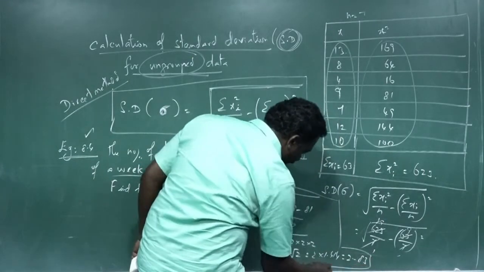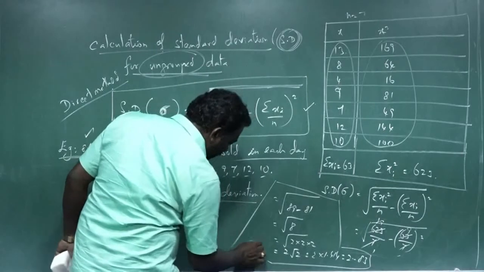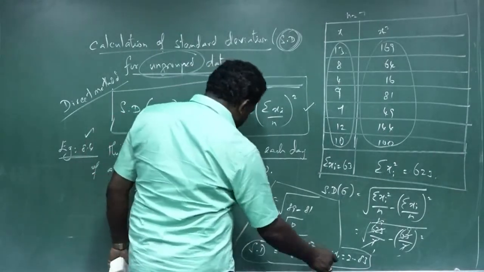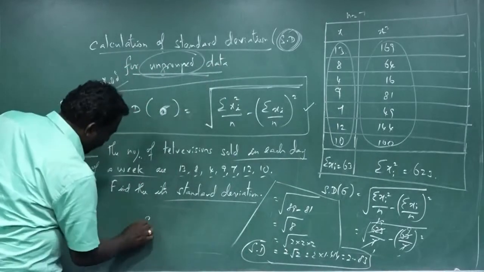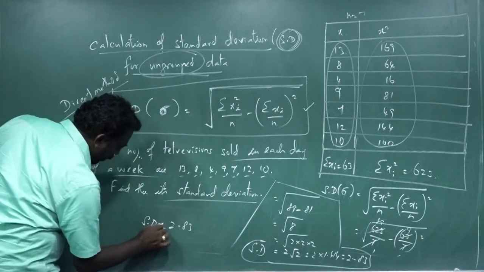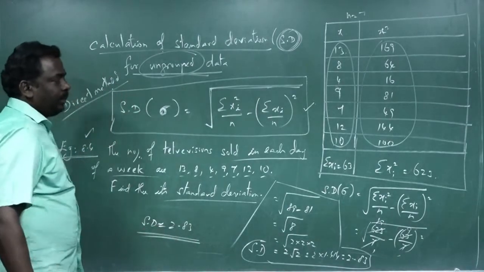The multiplication finally becomes 2.83. That is defined as the standard deviation. Therefore, the standard deviation for the sum is equal to 2.8, as an approximate value.